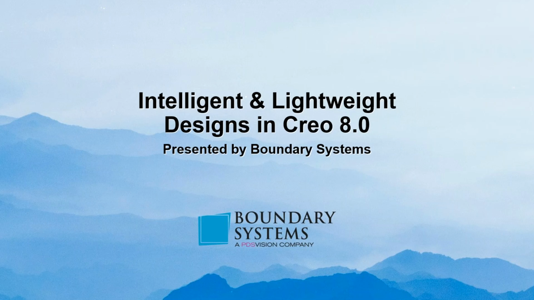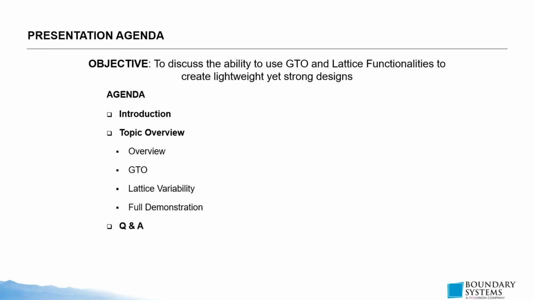So like I said, this is our webinar on intelligent and lightweight design in Creo 8.0. The objective here is going to be using a combination of generative topology optimization, or GTO, and lattice functionalities to create lightweight yet strong designs. I'm going to go over a little bit of an introduction of myself and Boundary Systems. Then we're going to go through these tools, and I'm going to demonstrate how these tools play together to be used in our design process.